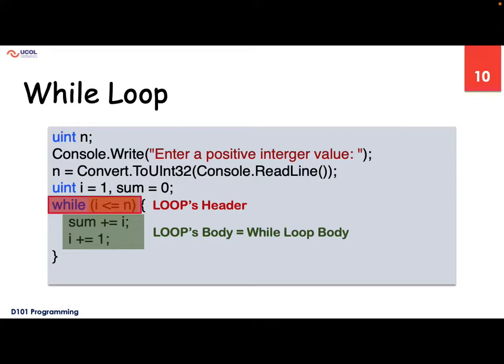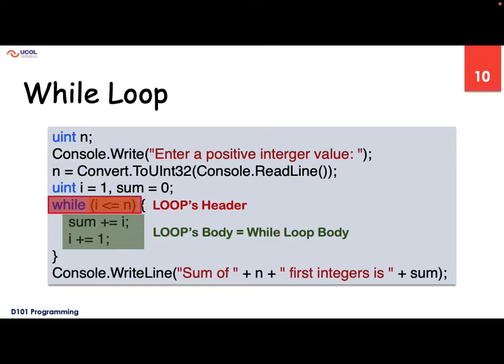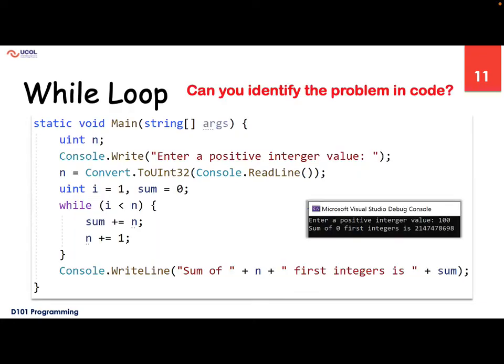In the parentheses we have a condition, and if we have only one statement in this block, the curly braces are optional. If we have multiple statements, then definitely we need to create a block. And then at the end, of course, we are printing that result on the screen. Can you identify the problem in this code? We have this code.